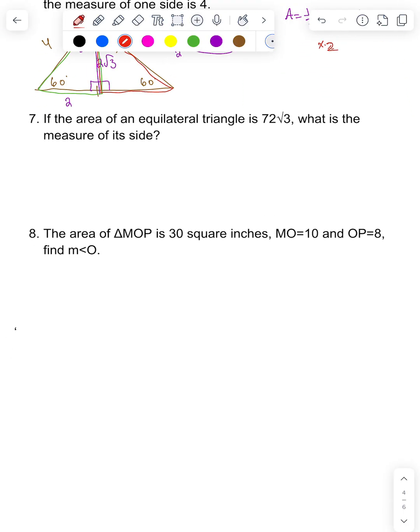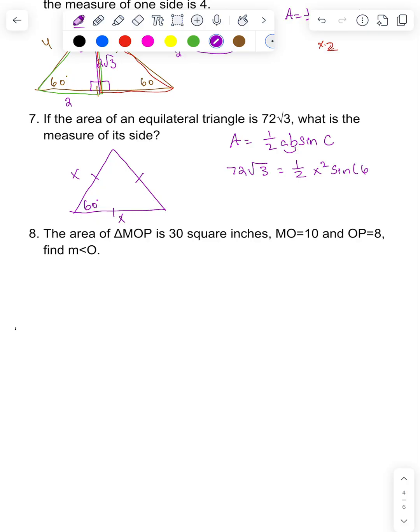Okay. This is another one with equilateral triangles. And this time it's giving us the area. And we need to find one of its sides. Okay, we know that the angles are 60 degrees in an equilateral triangle. We know that the area is 72 radical 3. And we know that both of the sides are the same. So I'm just going to call it x and x. So x times x would be x squared. And then sine of 60 degrees.